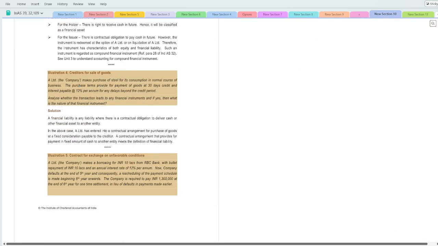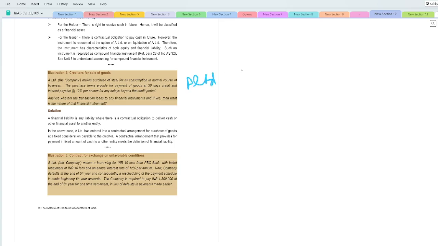Okay, so the creditors for the sales of goods. A Limited makes the purchase of steel for its consumption in the normal course of business. The purchase terms provide for payment for the goods at 30 days, with interest payable. So it is talking about cash. Here also, just try to make the diagram, then it will be very simple. A Limited has received the steel, so this leg is completed. That means there is no need to focus on this one. Now in the future, A Limited has to pay the cash.